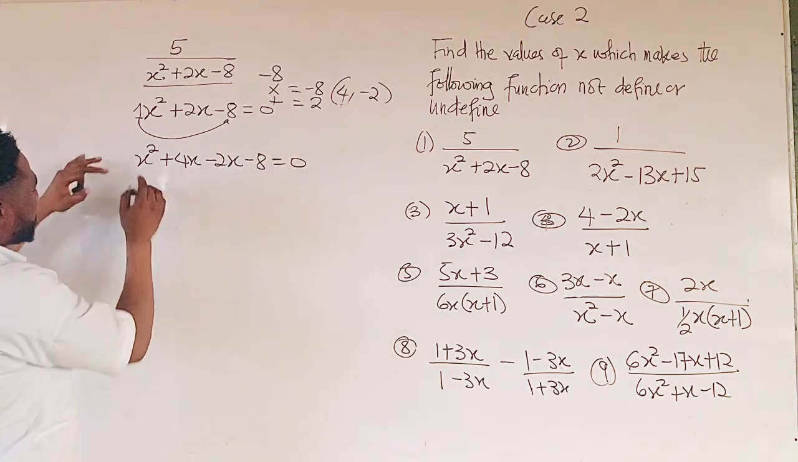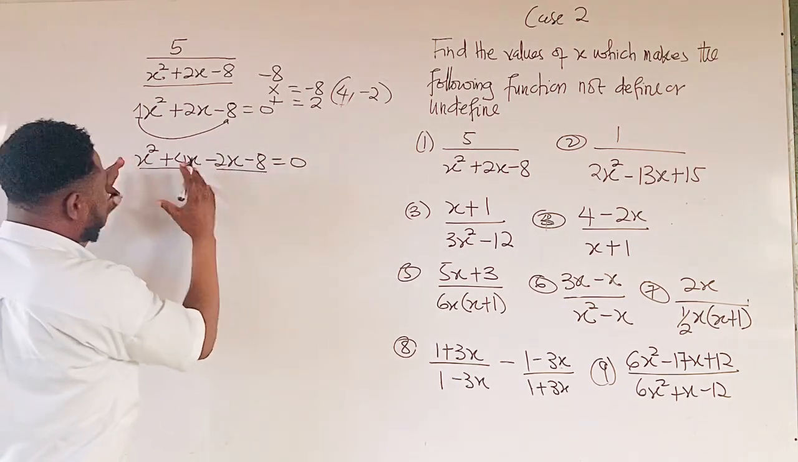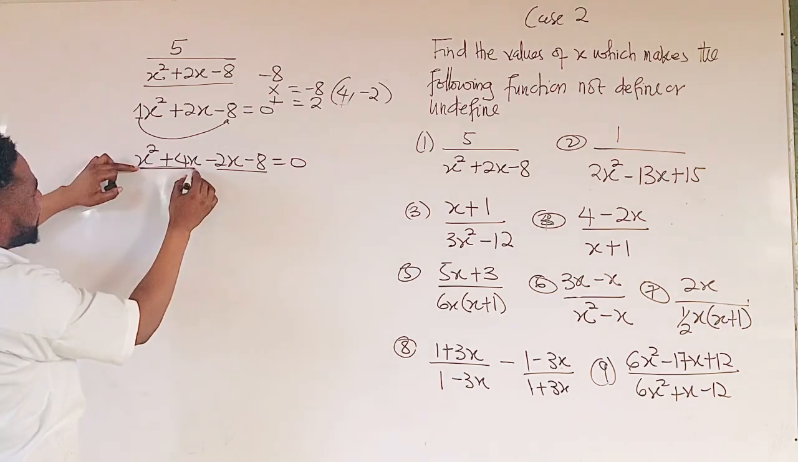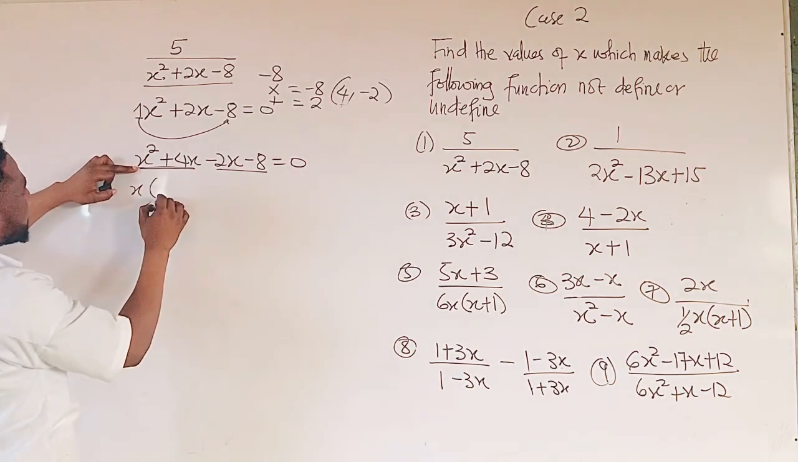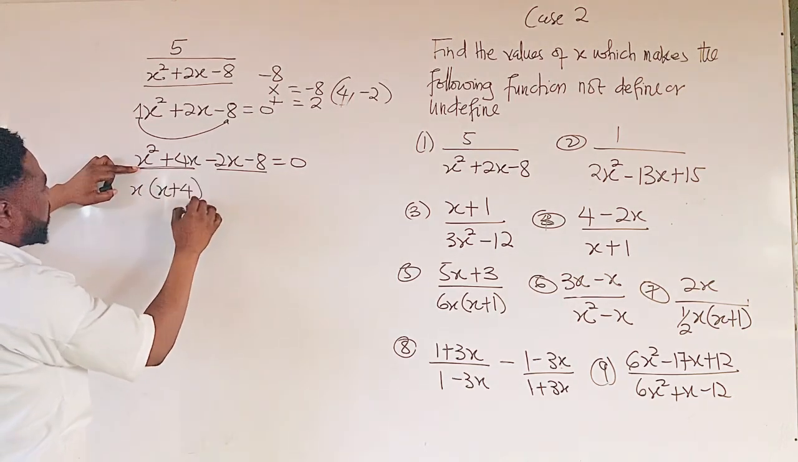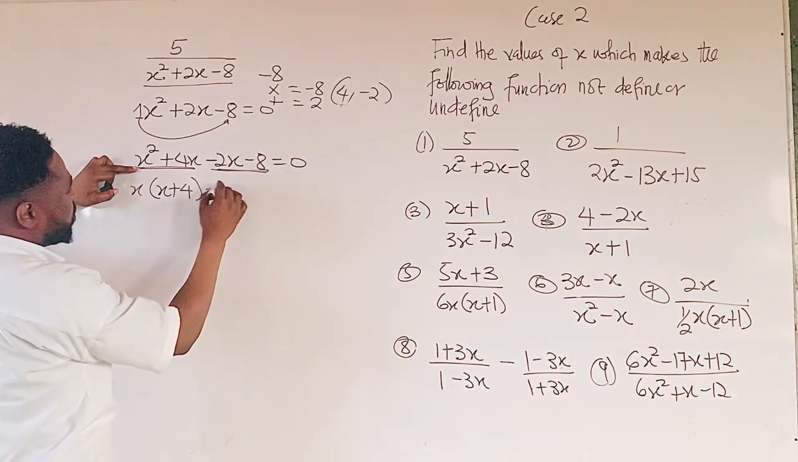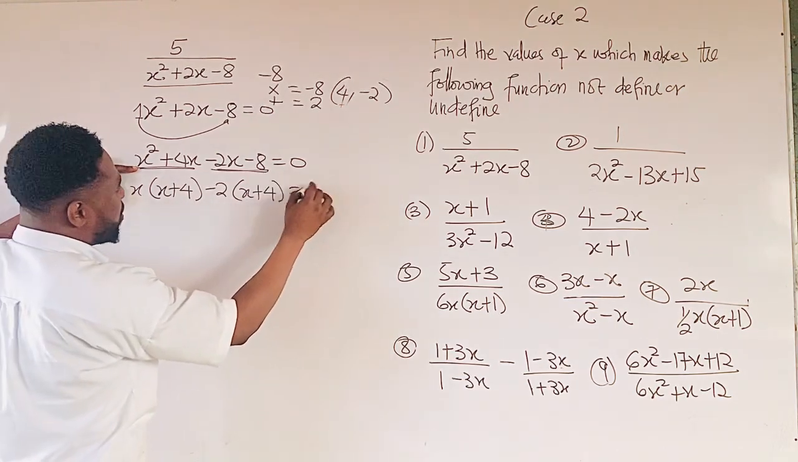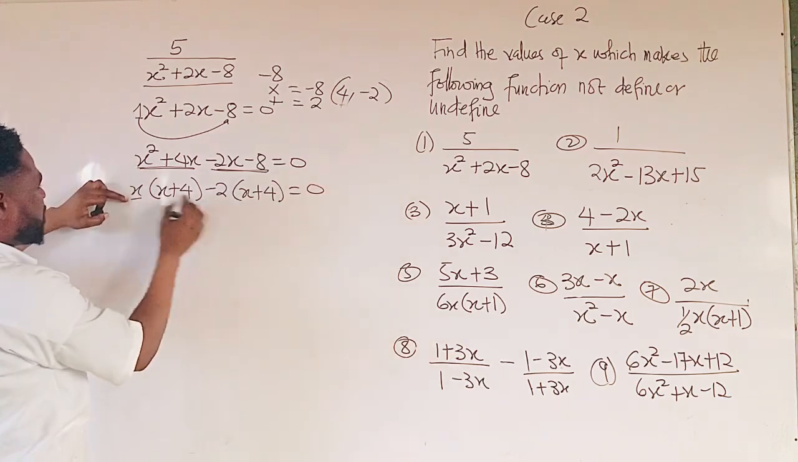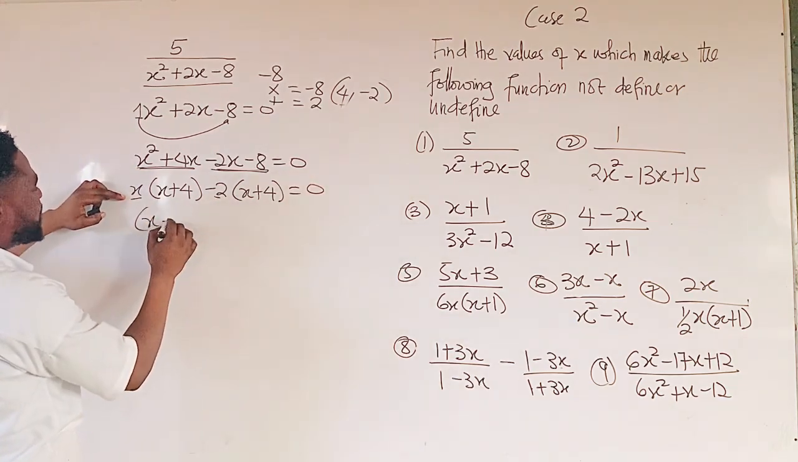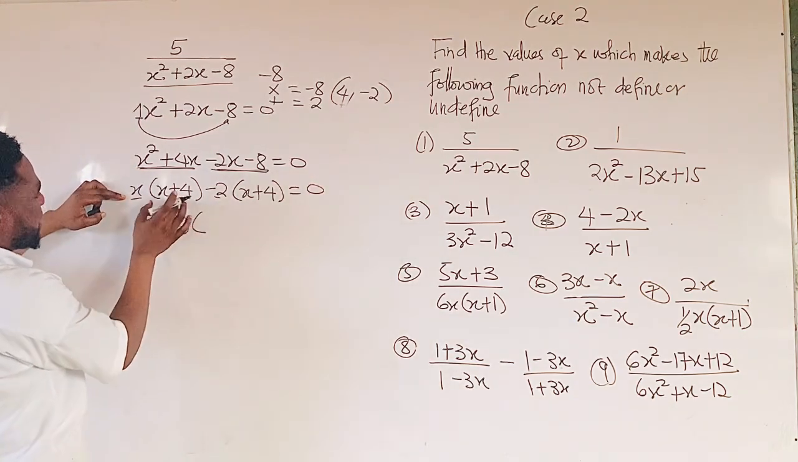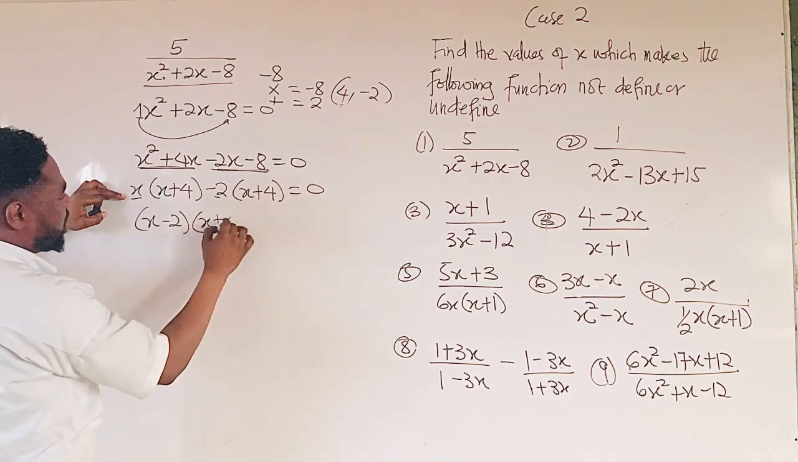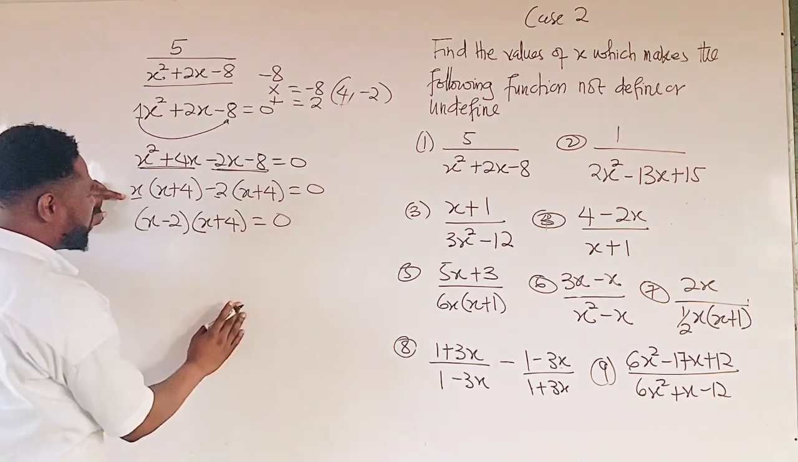At this level, we pair them two and two and factorize. So we take the first two, we factorize x out, x plus 4. We take the next two, we factorize minus 2 out, we have x plus 4, all equal to 0. We pick those outside and put them in one bracket, all right? And since this and that are the same, we pick only one, as you can see, all equal to 0.